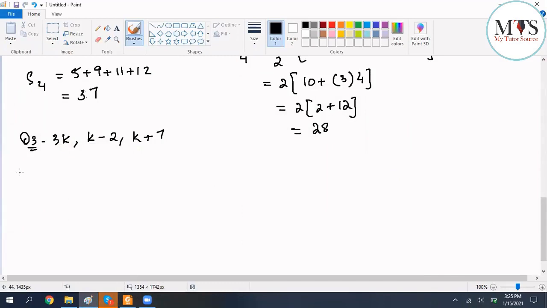Let me check the formulas. It's part of an arithmetic sequence, so would it be un equals u1 plus n minus 1, bracket, d? Yes, that's our nth term formula for the arithmetic sequence. So how will we use the given information to find the value of k?